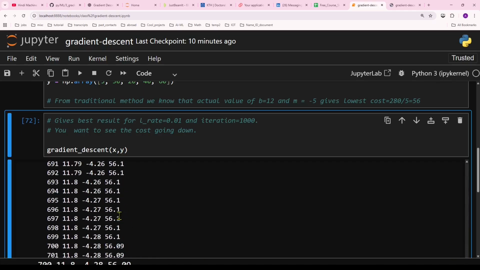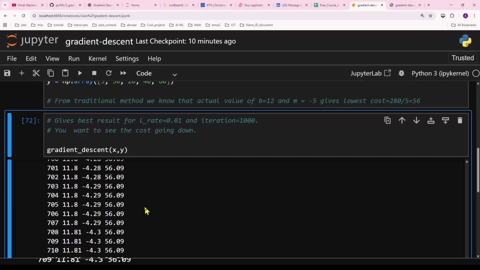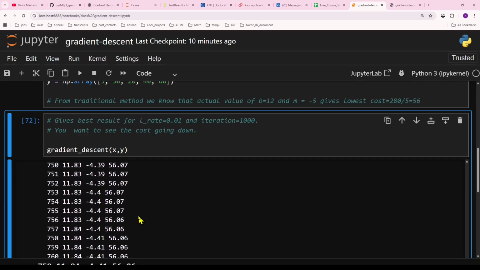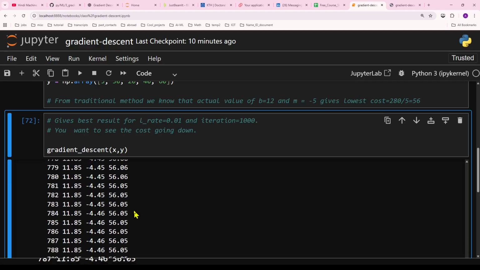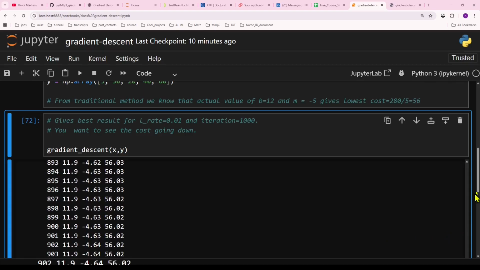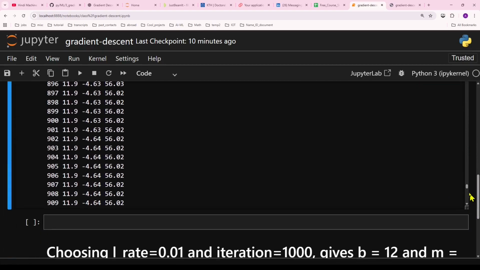So yeah, see, it reaches 56.1. This is your loss function right here, and it has pretty much reached the same value, it is just going 56.06. Okay, so that's good. Let me just come down. Oh yeah, there you go.